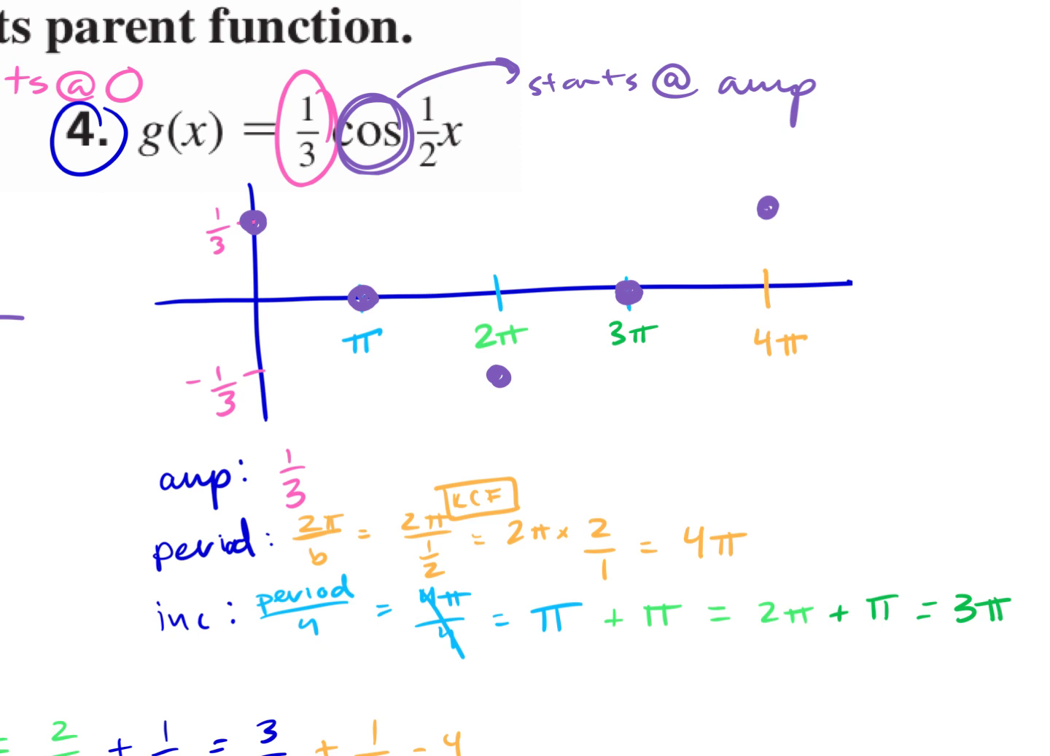So every graph is going to have 5 points. If you are missing a point, you did something wrong. And it's always going to start at the same place that it ends. So this would be our cosine graph.